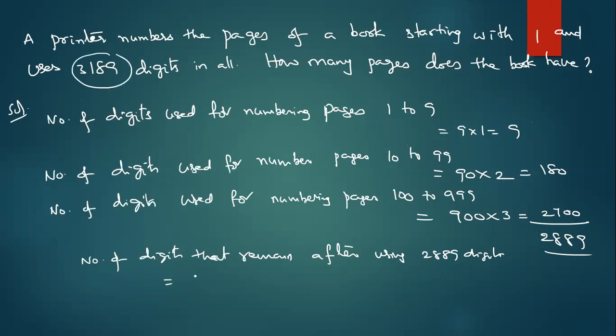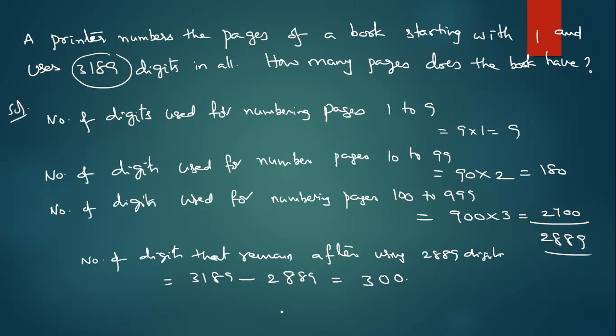3189 minus 2889, the digits used till now. That is 300. Yes, thank you. Now these 300 digits, you have to count them. Each page contains 4 digits. So till how many pages are there?